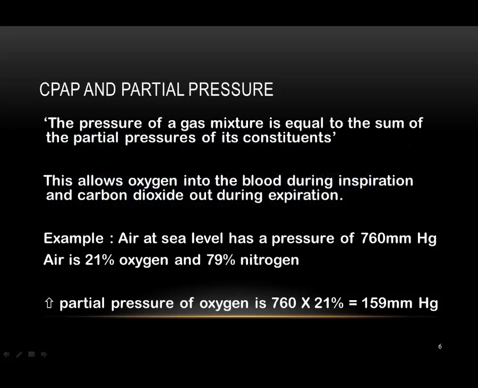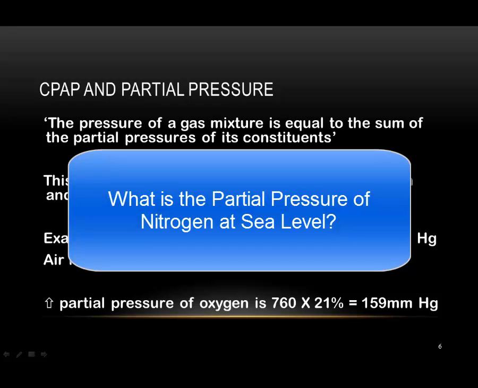This is not exact as it does not take into account water vapor that is equal to 48 millimeters of mercury inside your lungs, but it's close enough to get the point across that the partial pressure of oxygen is high compared to the partial pressure of oxygen in the venous blood. A quick question. What is the partial pressure of nitrogen at sea level?